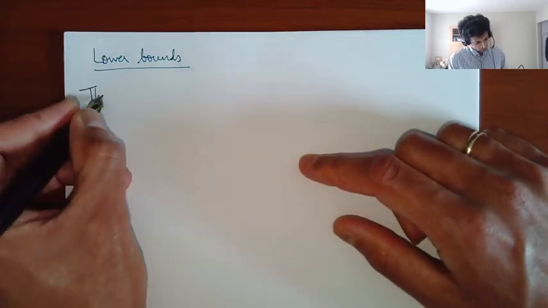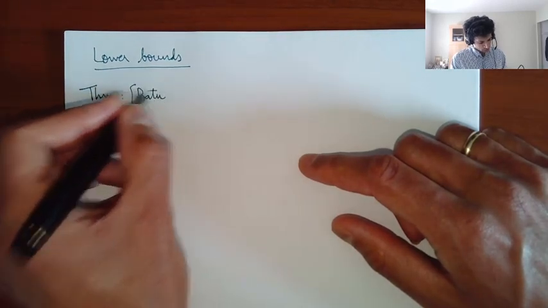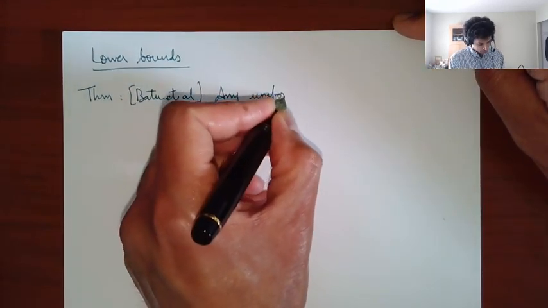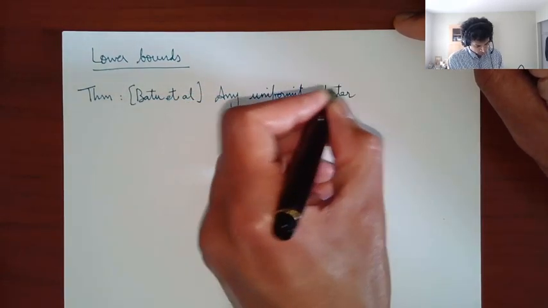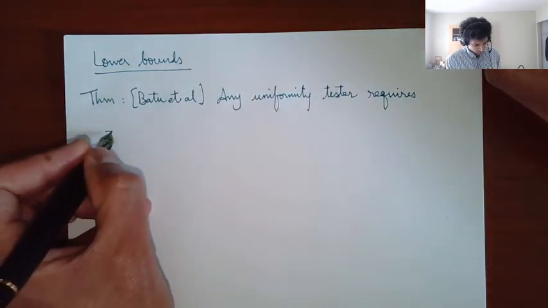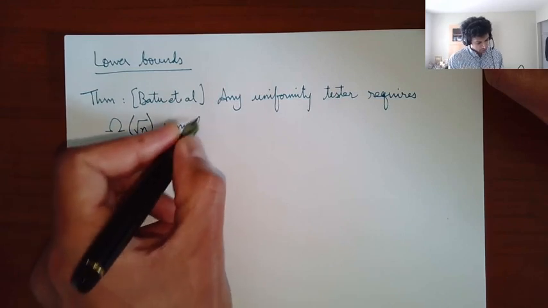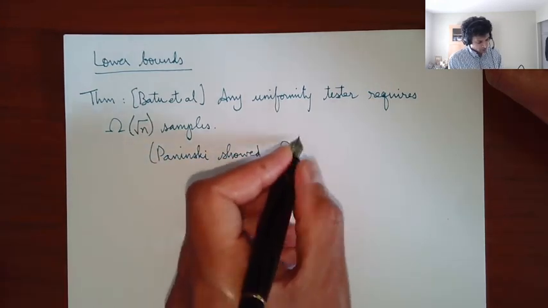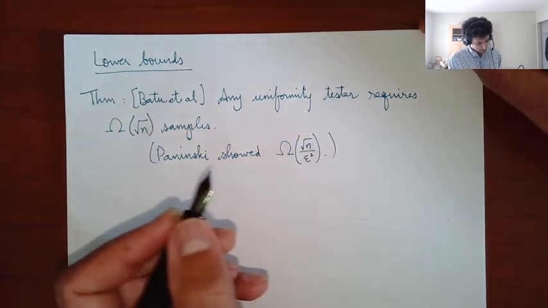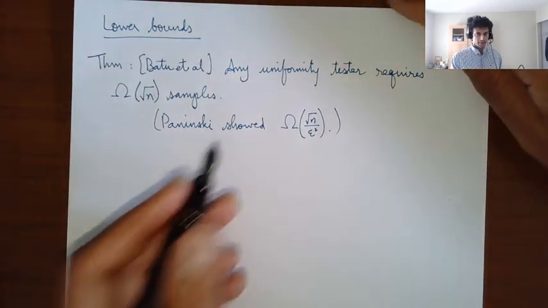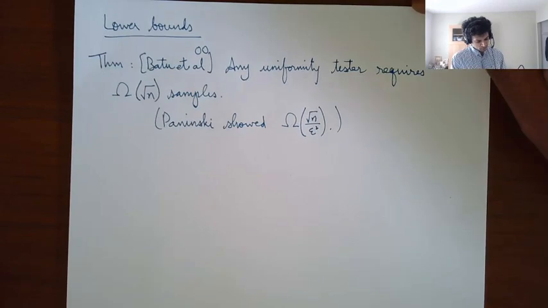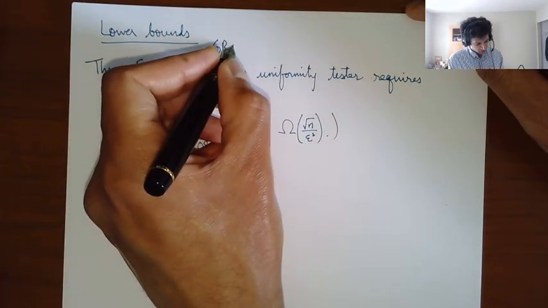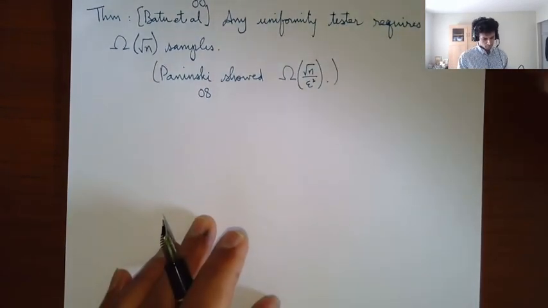And so the theorem: there was one by Batu et al. showing that any uniformity tester requires omega of square root n samples, and then Paninski showed a tighter lower bound of root n over epsilon squared. So Paninski gave this optimal analysis, but it was known from earlier on that root n samples suffice, and this was implicit in Goldreich and Ron in '99, who also made similar arguments.